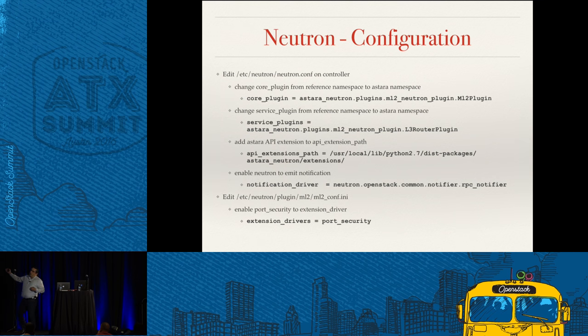And then we tell Neutron to emit notification notices on the bus. We have a notification driver, and we tell it to emit those RPC notifications. Then we're going to edit the ml2_conf.ini file and enable port security as an extension driver.